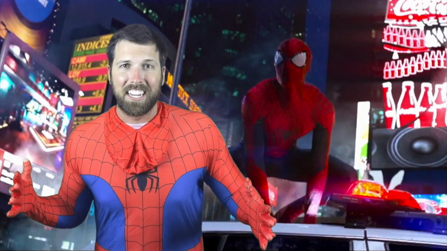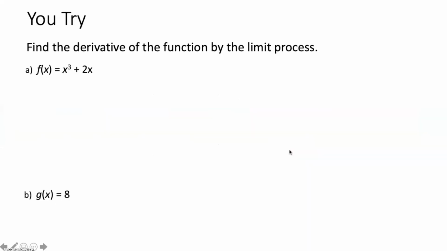My spidey sense is tingling. Must be time for a U-try. Okay, doing the same thing. So we start with a. Again, it doesn't give you a point of tangency. It doesn't give you a specific x value that we want to find the derivative at. So we're not looking for a number. We're looking for a function. So we want the derivative of f of x, and we want it to be a function.